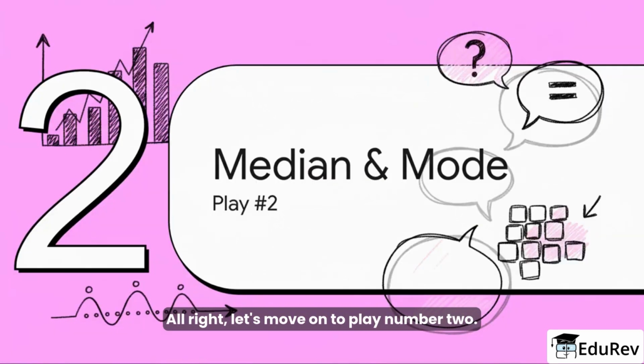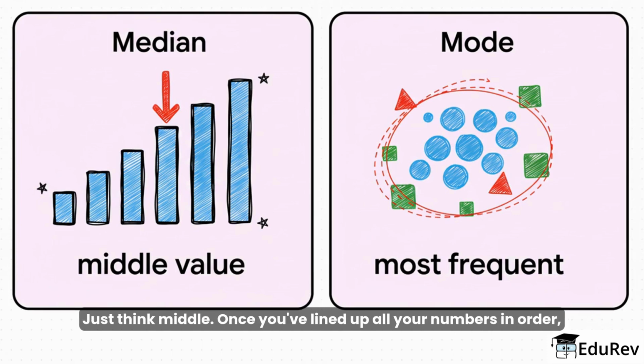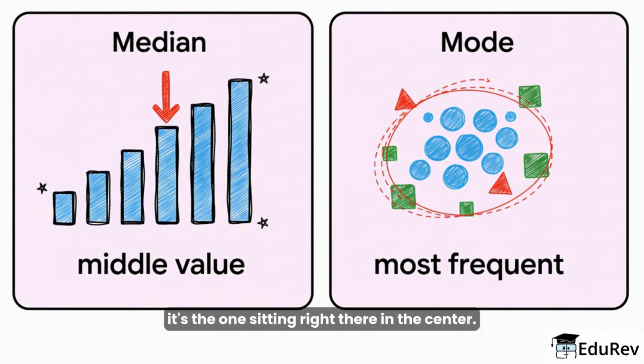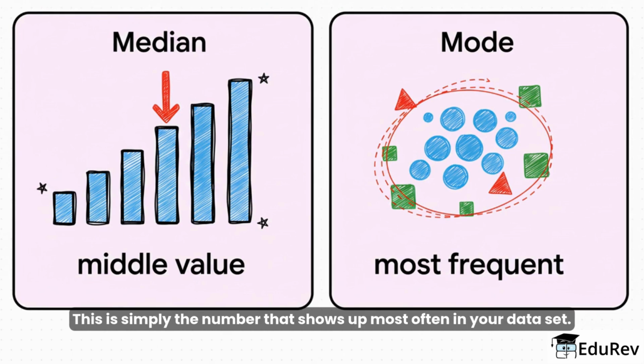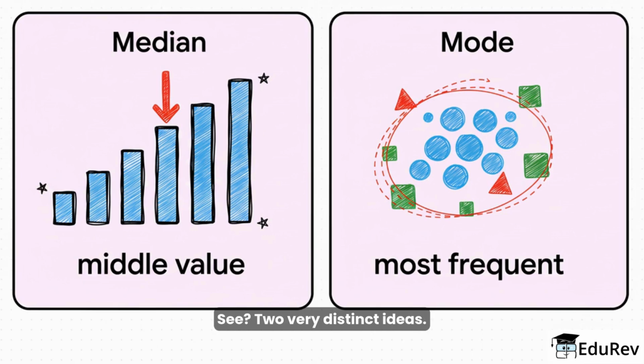All right, let's move on to play number 2. We're going to tackle two concepts at once here, median and mode. People mix these up all the time, so we're going to put them side by side to make the difference completely unforgettable. First up, you've got the median. Just think middle. Once you've lined up all your numbers in order, it's the one sitting right there in the center. And then you have the mode. For that one, just think most. This is simply the number that shows up most often in your data set. See? Two very distinct ideas, two totally different jobs.